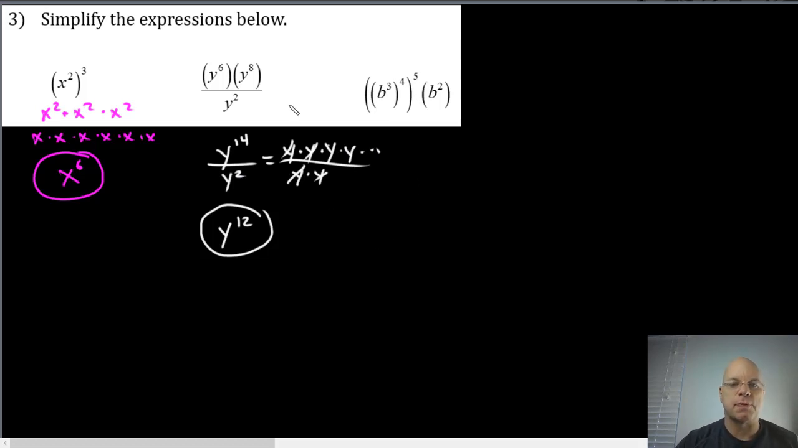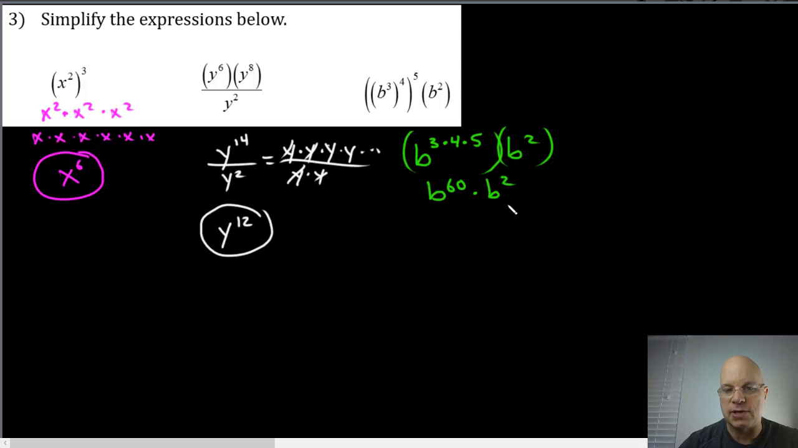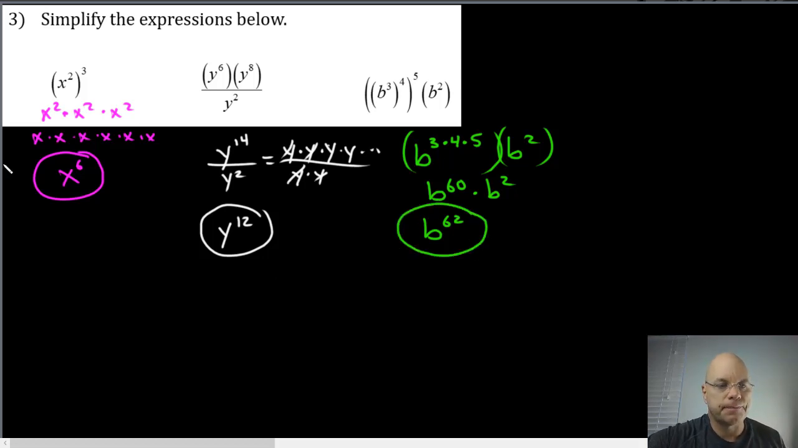This last expression just combines some of the things we've done in the prior two expressions. We know a power of a power you multiply. So this is the same as b to the 3 times 4 times 5 multiplied by b squared. And so 3 times 4 is 12, times 5 is 60, so that's b to the 60th multiplied by b to the second, and we just add these exponents if we're multiplying with the same base. So b to the 62nd power would be the simplified version for that expression.